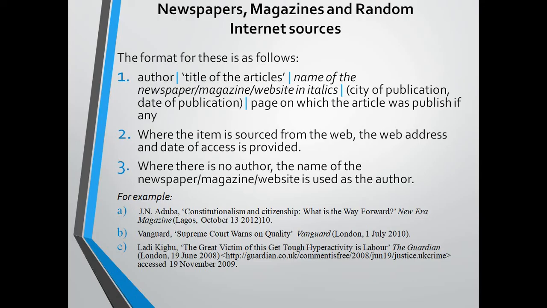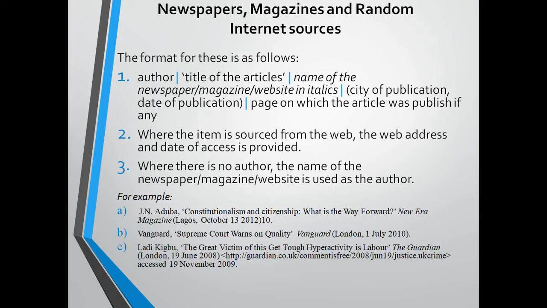You're citing the New Era magazine, so you write J. N. Aduba, the name of the author. The title of the article, Constitutionalism and Citizenship, What Is the Way Forward? The name of the magazine, New Era magazine, in italics. Then the city of publication, Lagos. Date of publication, October 13, 2012. 10, that is the page.